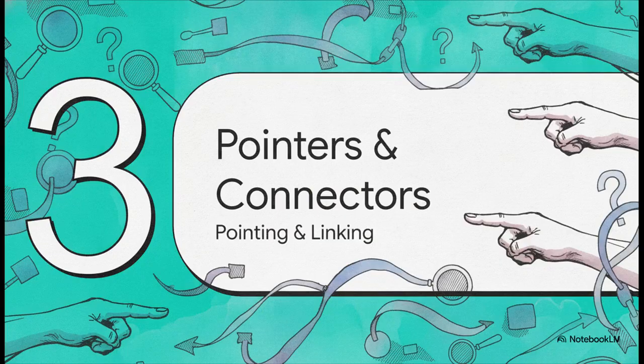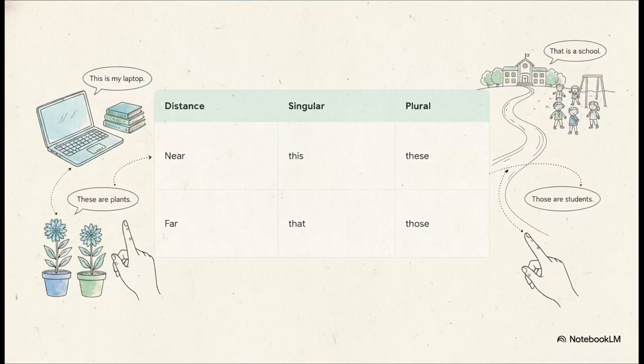Let's get into Section 3, pointers and connectors, demonstrative, interrogative, relative. First in this category are the demonstrative pronouns. I want you to think of these as your direct, on-the-scene evidence pointers. They point to specific targets based entirely on distance. If the target is near to you, the speaker, you use this for singular or these for plural. Like, this is my laptop. If the target is far away, you use that or those. Those belong to the teacher. They rely entirely on your spatial awareness.